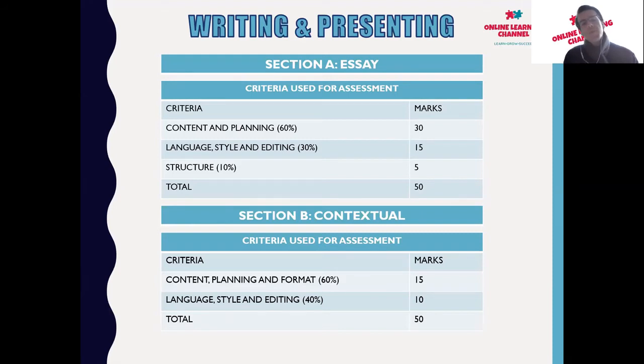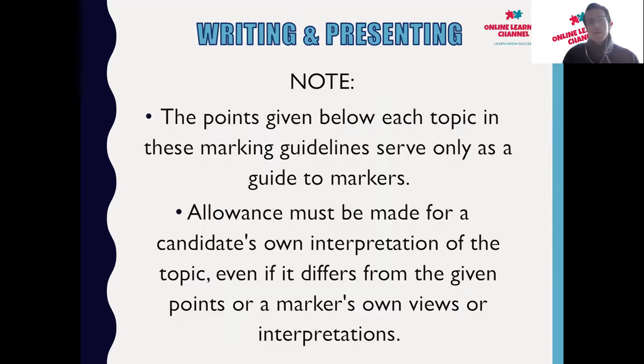And then 40% of your mark is going to be assessed on your ability to make use of language effectively, to bring about a particular style, and then of course to indicate where your editing has been utilized, or where you have edited your particular piece, which would total 50 marks in both cases. Okay, so an important note to bear in mind: the points given below each topic in these marking guidelines serve only as a guide to the markers.